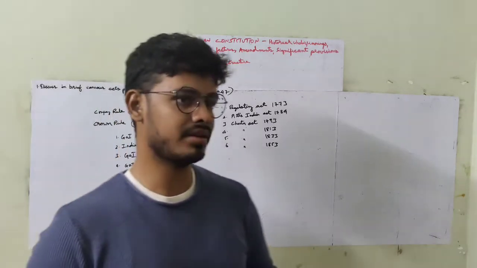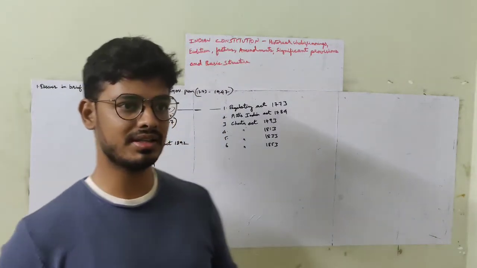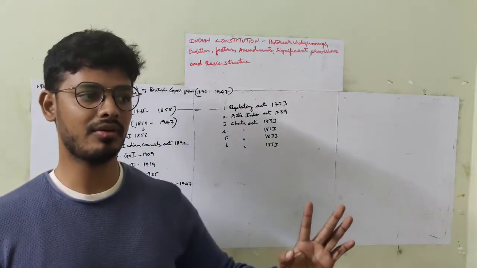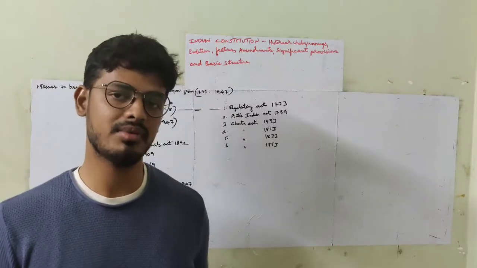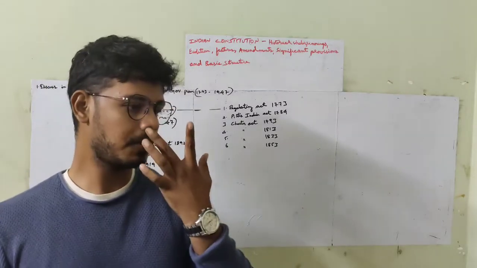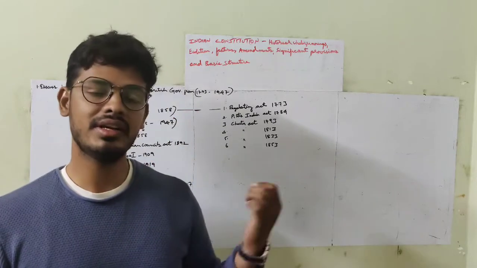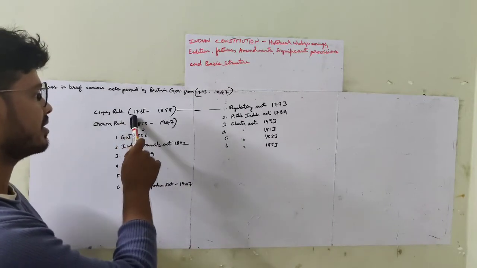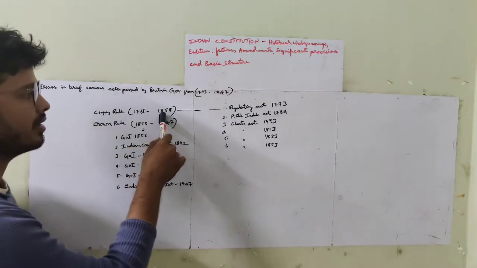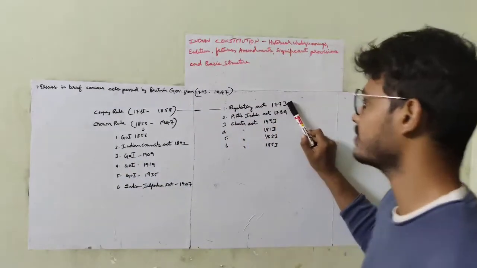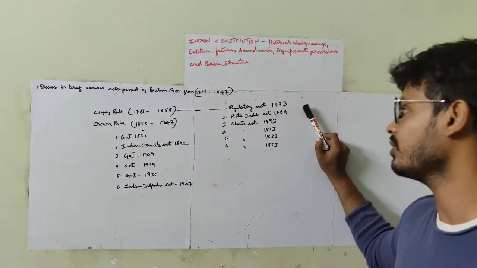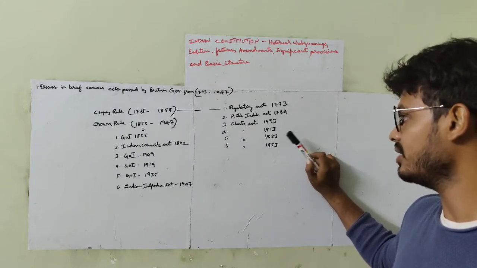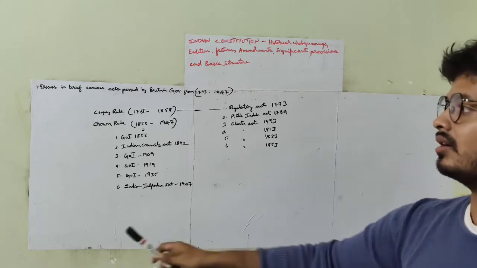There are historically very important events which took place between 1773 and 1947, which are important from the UPSC perspective and which we need to know. We will discuss in brief the acts. I have written them here already. Company rule from 1765 to 1858 has these acts: Regulating Act of 1773, Pitt's India Act of 1784, Charter Act of 1793, and 1813, 1833, and 1853. These are the 6 acts in the company rule.